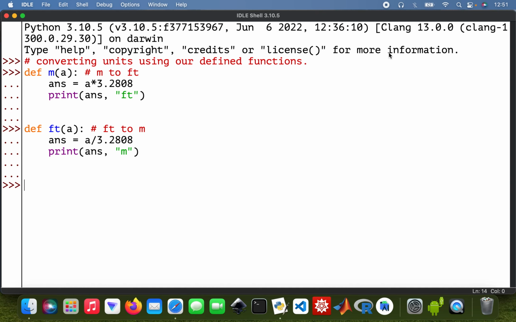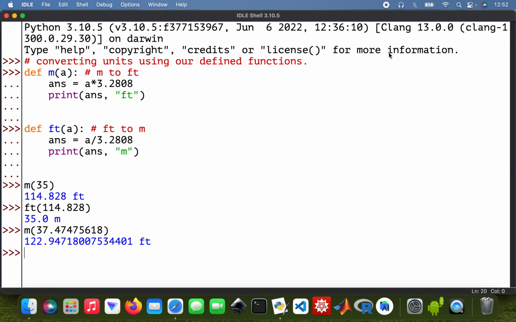Right, so just test it. So meters, 35 meters. And then my feet, 114.828. There we go. I can also put in some random decimal number, 37.47475618. This is just guessing anyway. There we go. Cool.